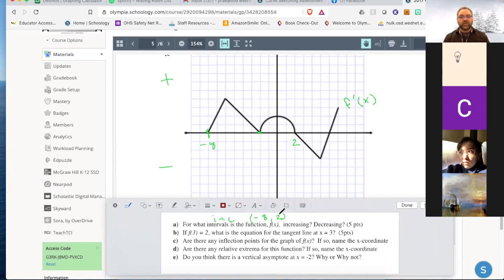We are increasing. Where are we decreasing? Well, 2, 3, 4, 5, 6. So from 2 to 6 is below the x-axis. Okay, and then notice from 6 to 7, it goes back to increasing. So from 6 to 7 is also increasing. So we're increasing on -8 to 2, union with 6 to 7, and we're decreasing on the interval 2 to 6.